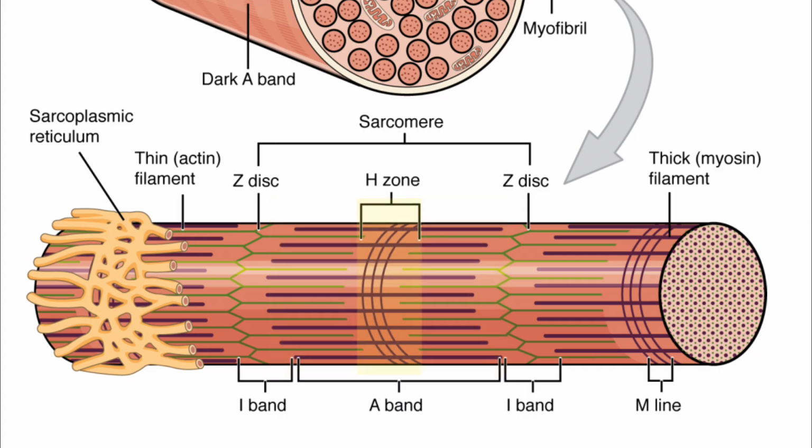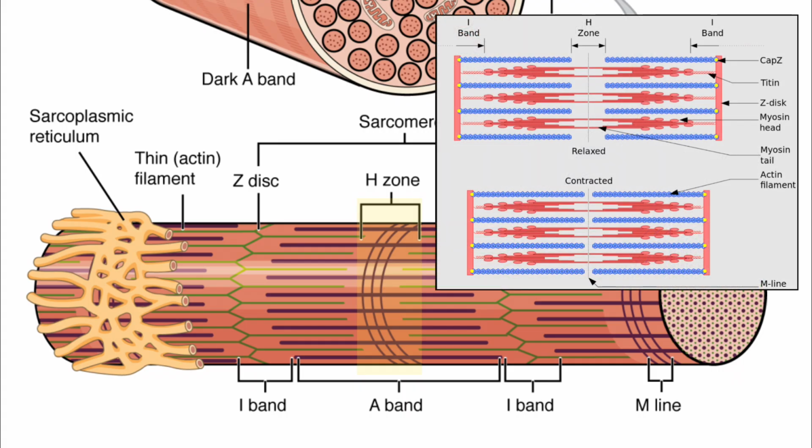Now inside the A band, there's going to be a much lighter H zone, which is going to contain the thick filaments only. There's going to be no thin filaments here at all. Now this is only in the relaxed state of the H zone. This is not always going to have no thin filaments, because when it's contracted, thin and thick filaments are going to overlap over one another, and there's going to be an overlap at the H zone.